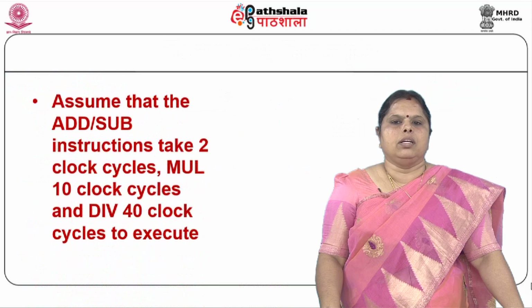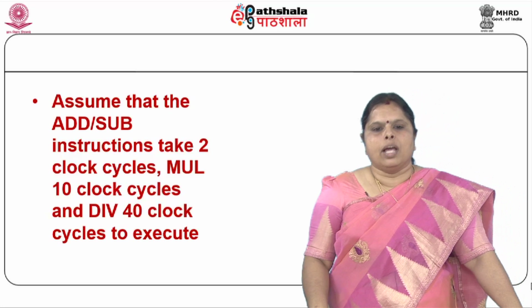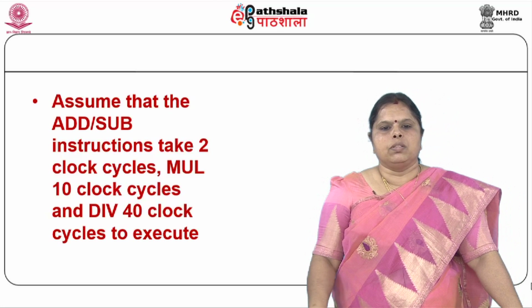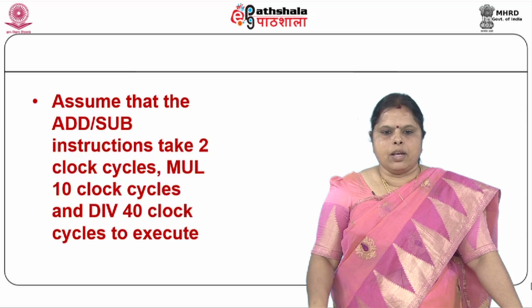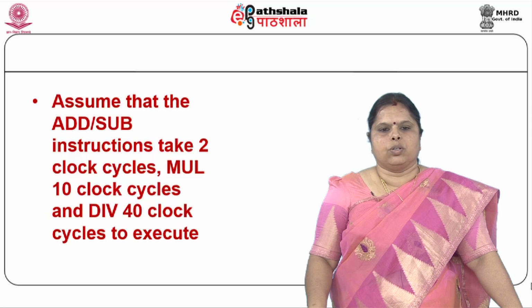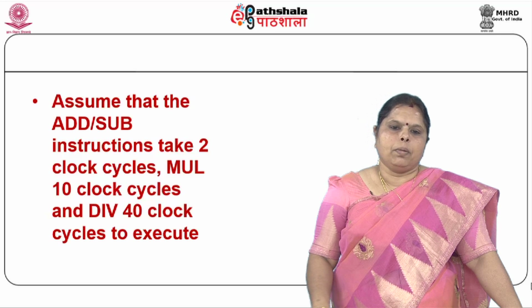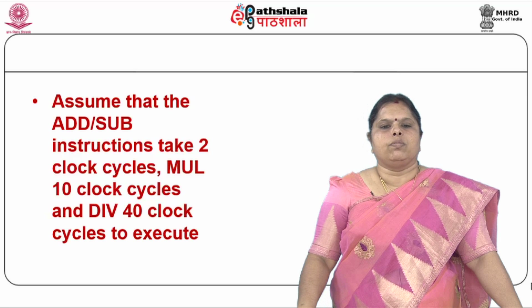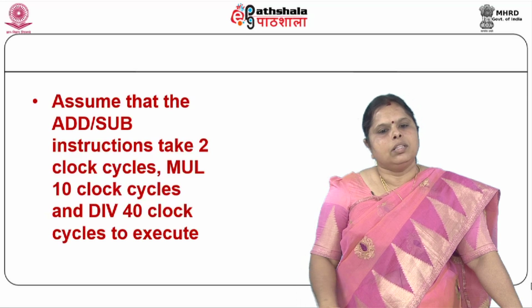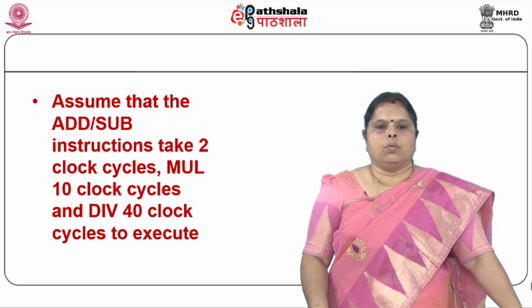So, that is the assumption. If you look at the latencies associated with these floating point instructions, we assume that the add and the sub instructions take 2 clock cycles each, the multiply instruction takes 10 clock cycles, and the divide instruction takes 40 clock cycles to execute. Those are the latencies that we assume for this particular simulation. Depending upon the latencies and the availability of the number of reservation stations, things will change. All these assumptions are for this particular example that we are going to go through.